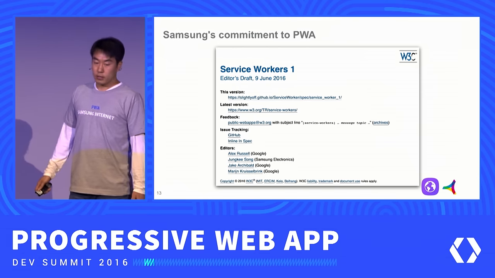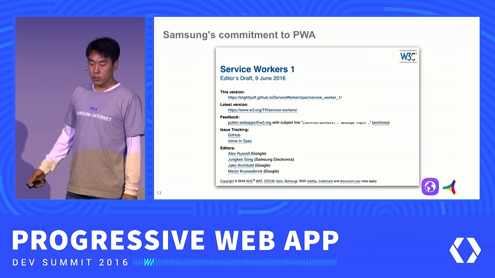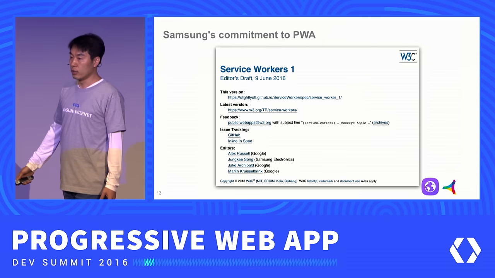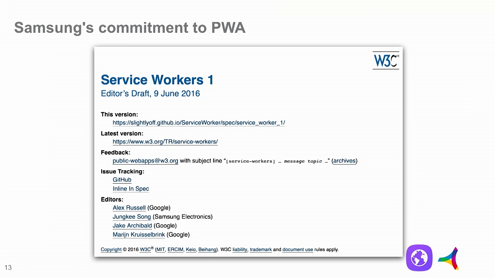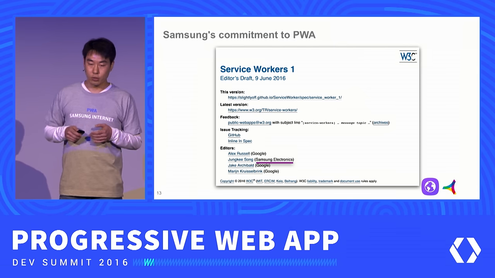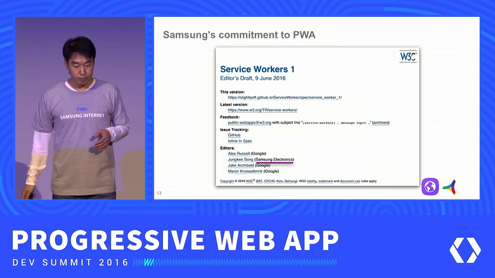So Samsung has contributed to the service worker spec since around November 2013, so it has been around more than two years. We just worked hard, and it was a great experience to discuss this great API with the group. It's also great to be here while providing these APIs to enable PWA, and it has been one of the essential APIs to make this happen.